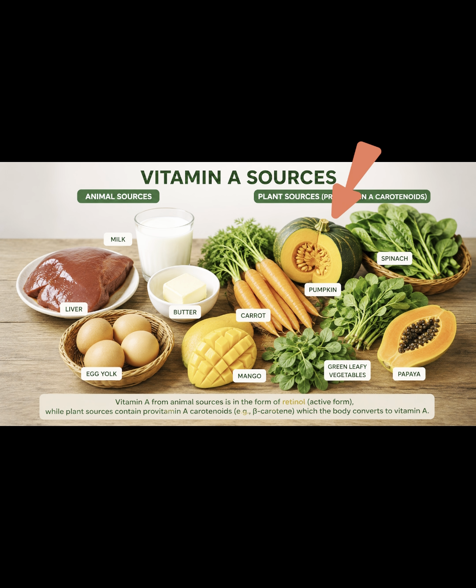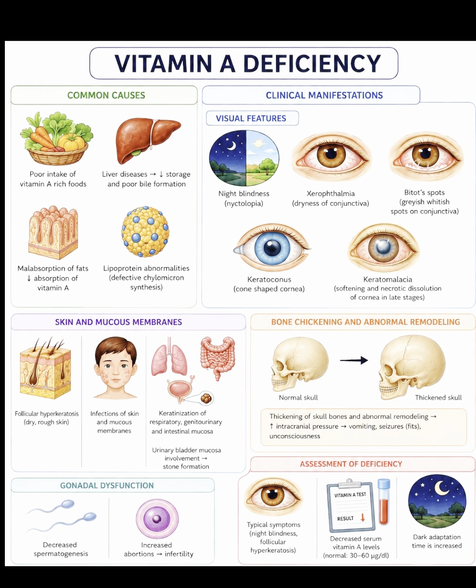Next is vitamin A deficiency. Common causes are poor nutritional intake, particularly of colored fruits and vegetables, and liver diseases leading to inadequate storage and formation of bile needed for absorption of vitamin A. Next is malabsorption of fat, as vitamin A is a fat-soluble vitamin. Also lipoprotein abnormalities such as defective chylomicron synthesis, which transport vitamin A along with the fats.